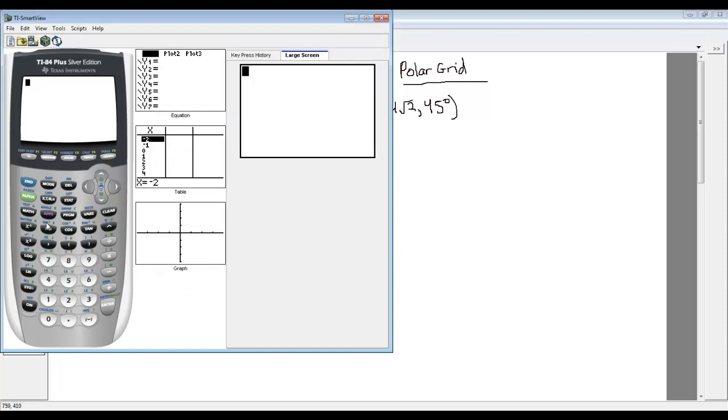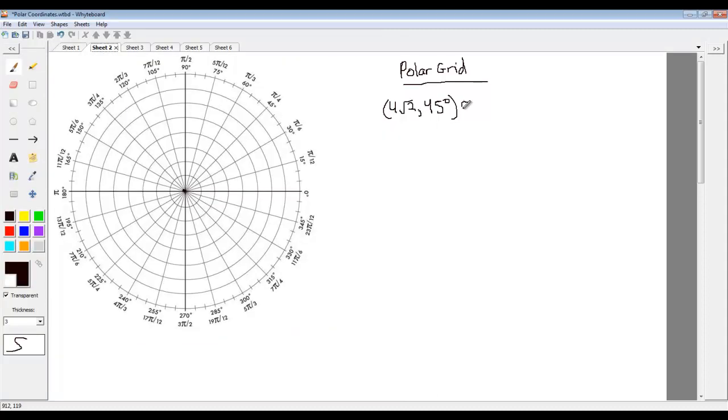Let me put that in a calculator just to get a rough decimal for that. Oops, excuse me, I meant to hit the parenthesis. You get around 5.66.